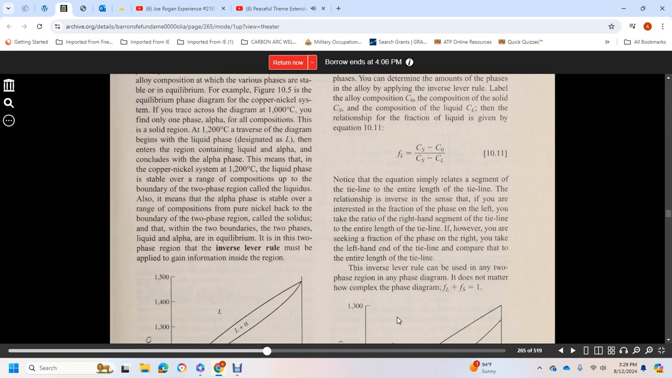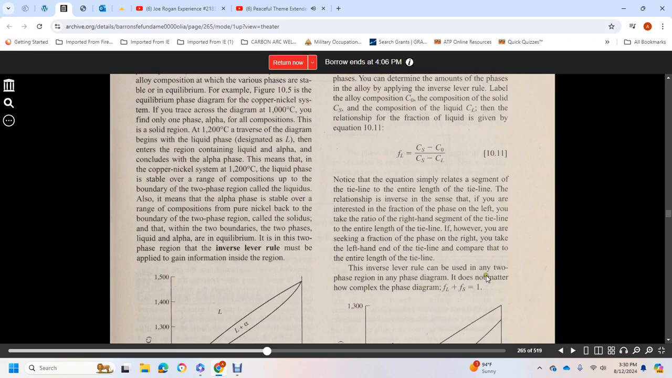Fraction of liquid is equal to the composition of the solid minus the composition of the alloy, over the composition of the solid minus the composition of the liquid. Notice that the equation simply relates a segment of the tie line to the entire length of the tie line, in the inverse sense. If you are interested in the fraction of the phase on the left, take the ratio of the right-hand segment of the tie line to the entire length of the tie line. If, however, you are seeking the fraction of the phase on the right, you need to take the left-hand segment of the tie line and compare that to the entire length of the tie line.